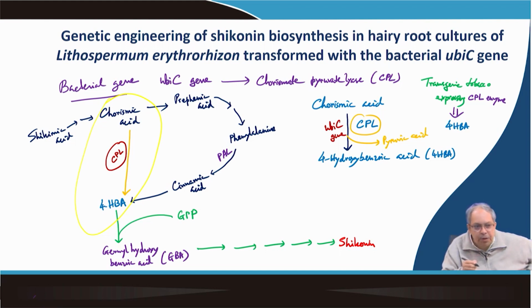UBIC under the control of a strong promoter, then it will drive most of the chorismic acid towards the 4-hydroxybenzoic acid, and you will find more 4-hydroxybenzoic acid is produced. If more 4-hydroxybenzoic acid is produced, that will get the substrate, so the pathway will move more efficiently towards the formation of shikonin, and eventually if with a bit of luck you may be able to get more of shikonin here. Okay. So, that is basically the rationale.